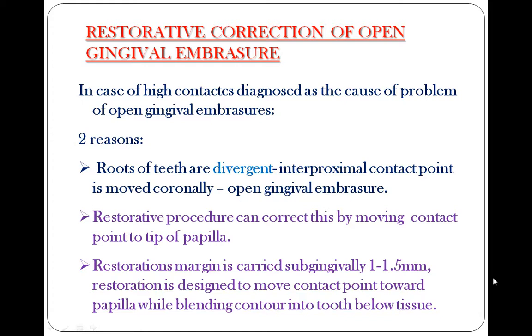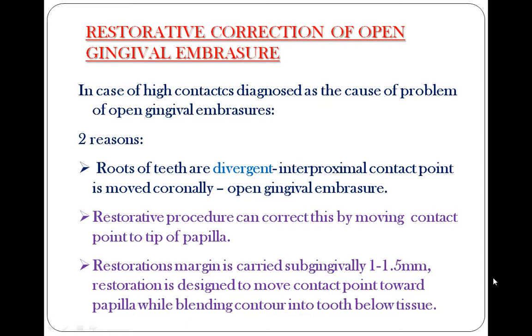The problem of open gingival embrasures occurs due to the interproximal contact being located too high coronally, meaning it is located too far away from the alveolar bone. A high interproximal contact occurs because of two conditions. The first condition is where the tooth roots are too divergent, due to which the interproximal contact moves too far away coronally and leads to an open embrasure.